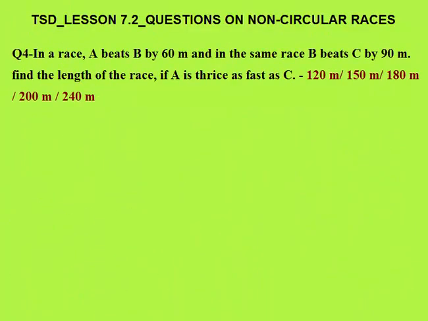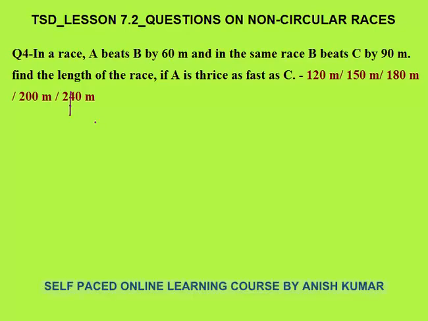Question 4. In a race, A beats B by 60 meter. In the same race, B beats C by 90 meter. Find the length of the race. We don't know the length of the race, so let's say I am making the diagram below. Let's say the length of the race is x meter.